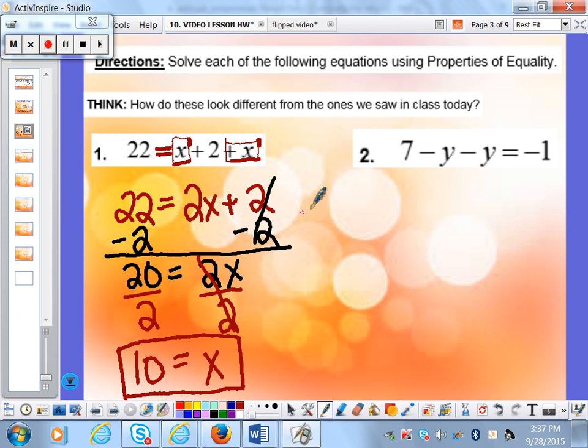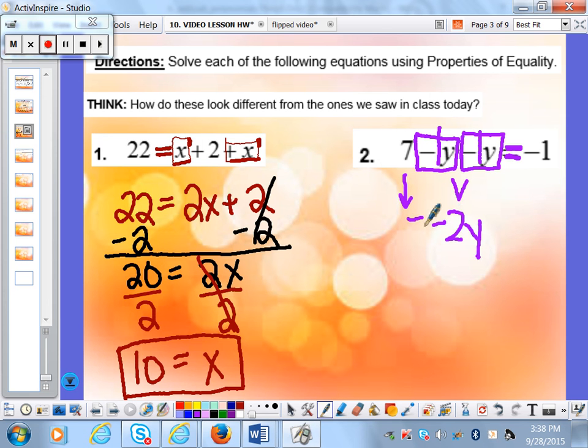Number 2. I'm going to box my variable, and I see again that it appears twice. If they appear twice, and they are both on the same side of the equal sign, we are going to combine them. So I want you to think about, what is a negative 1y combined or added with another negative 1? So that's really like doing negative 1 plus negative 1, and then we keep the like term. So those become negative 2y, and I will bring down the 7 over here, my equal sign, and my negative 1.